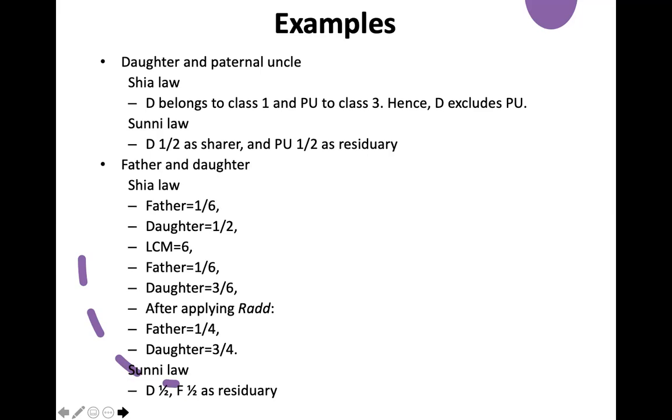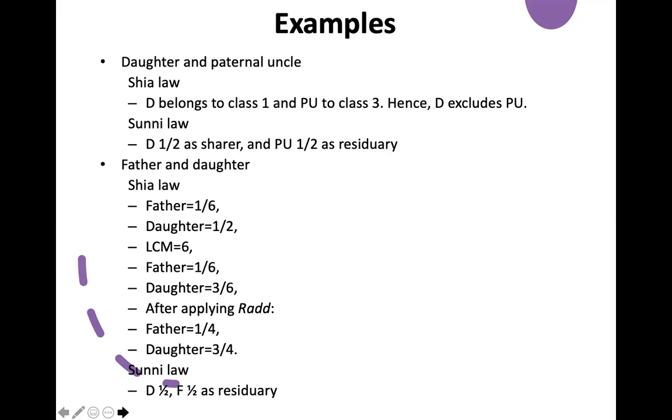Let's take another example. Somebody died and left behind father and daughter. Under Shia law, father takes 1/6 and a daughter takes 1/2. LCM of 2 and 6 is 6. In this way, father gets 1/6 and daughter gets 3/6. Now, if we divide it, the allocated shares are 4, but the actual shares are 6. So the two shares would be divided between father and daughter.